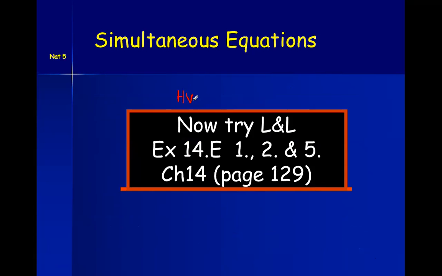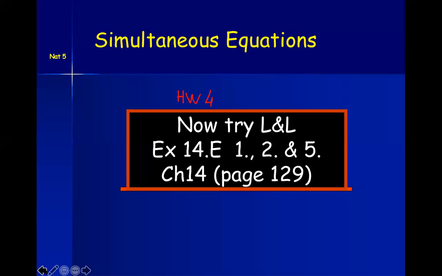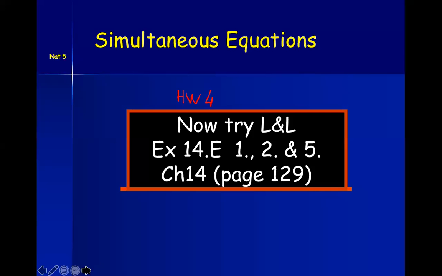Let's see what kind of homework we will get with real life problems. Can you go back... oh, sorry, just right to the question. So 14E, that's page 129. Thank you. So 5 apples and 3 bananas cost 178. Write down an equation to represent this information. Actually, what page was that? So page 129. Ah, okay, no worries.